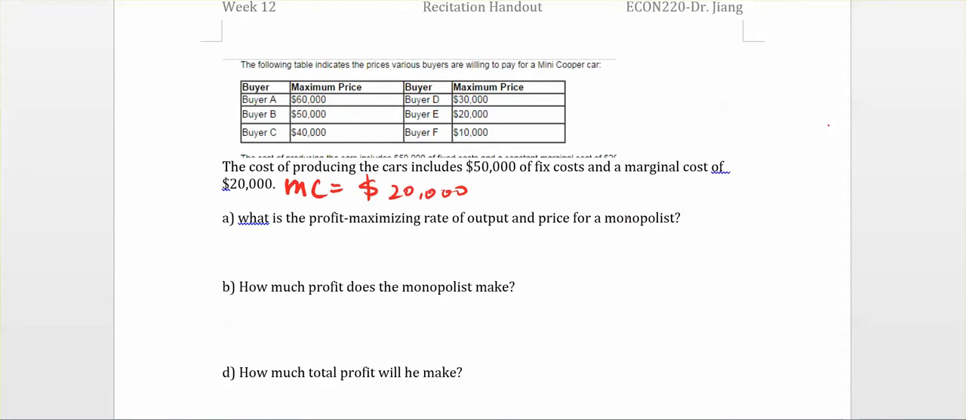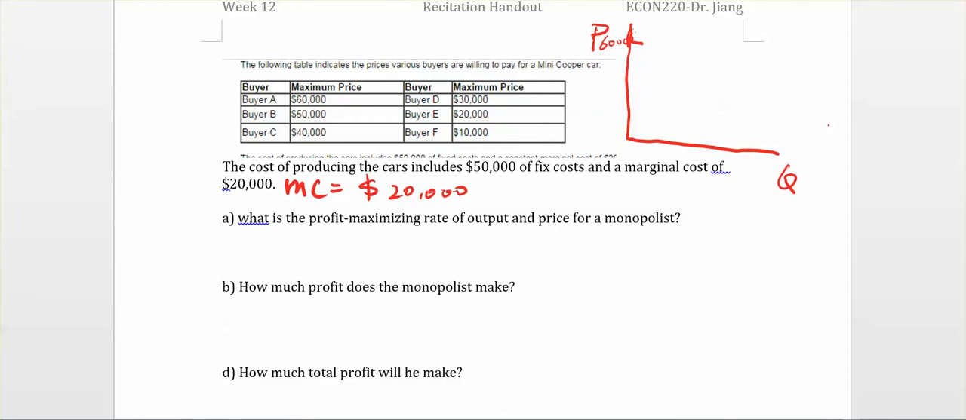Before we answer this question, let's consider the market demand curve. In order to consider the market demand curve, first you need to know what is the vertical axis and what is the horizontal axis. The vertical axis is price and the horizontal axis is quantity. So let's look at first, when the price is $60,000, we found only one buyer can afford it, that is buyer A.